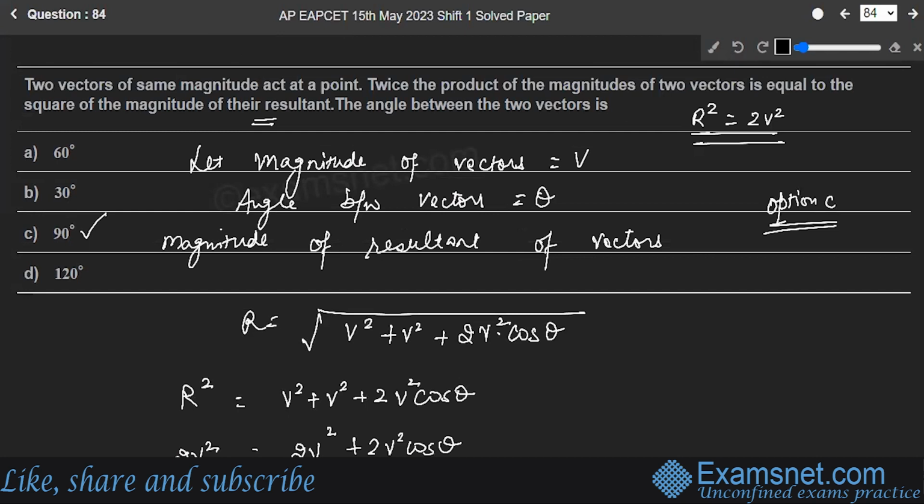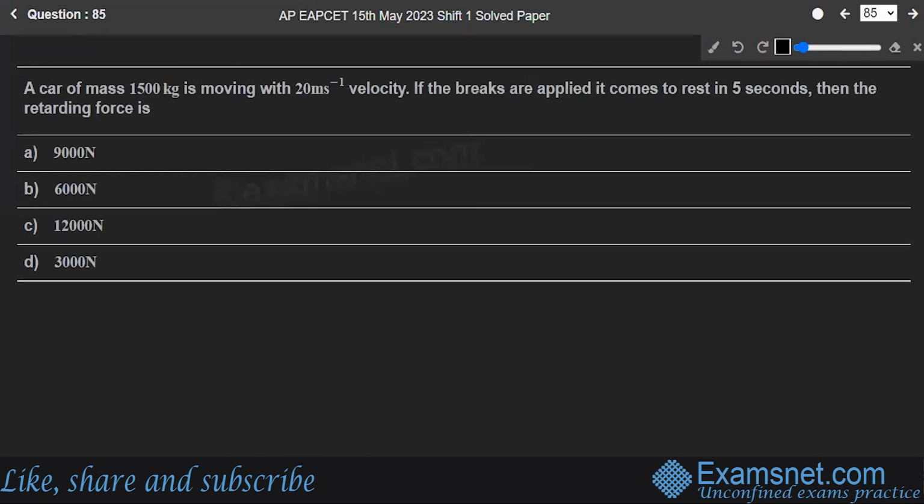Hope you got that. Let's move to the next question. A car of mass 1500 kg is moving with a velocity of 20 meters per second. If the brakes are applied to it and it comes to rest in 5 seconds, then what is the retarding force? So here you are given that the mass of the car is 1500, the initial velocity is this, and the time to stop is 5 seconds.